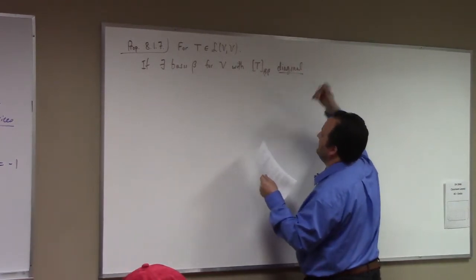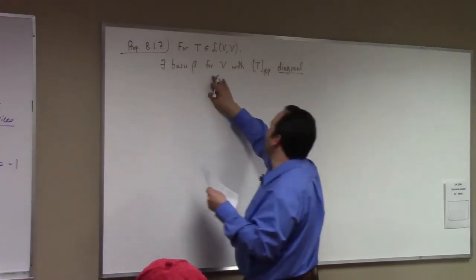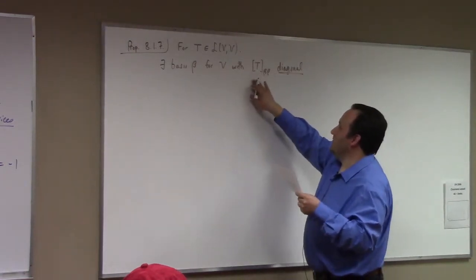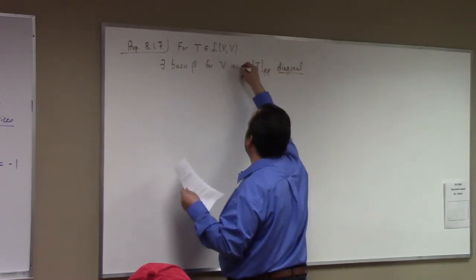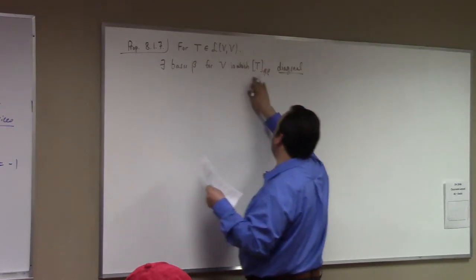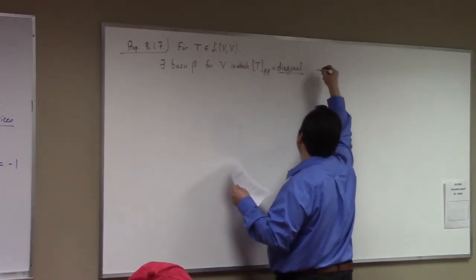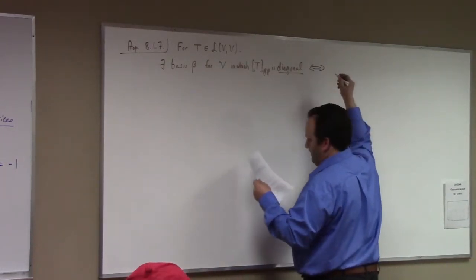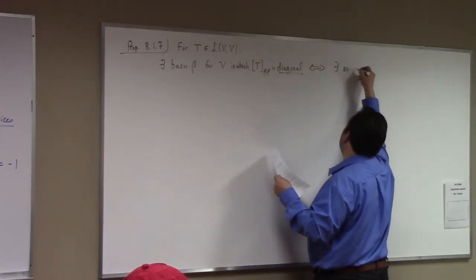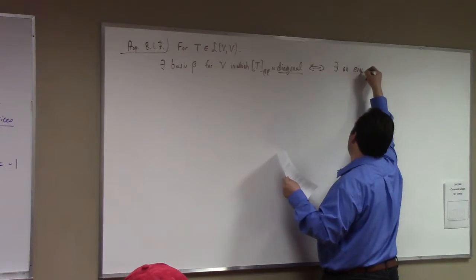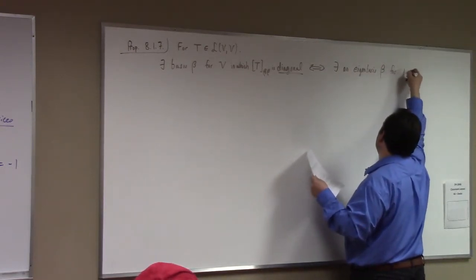Well, let me restate the proposition this way. Get rid of that if. There exists a basis beta for V in which, with is fine, but I'm going to write in which because I like it more, in which T beta beta is diagonal, if and only if there exists an eigenbasis beta for T.